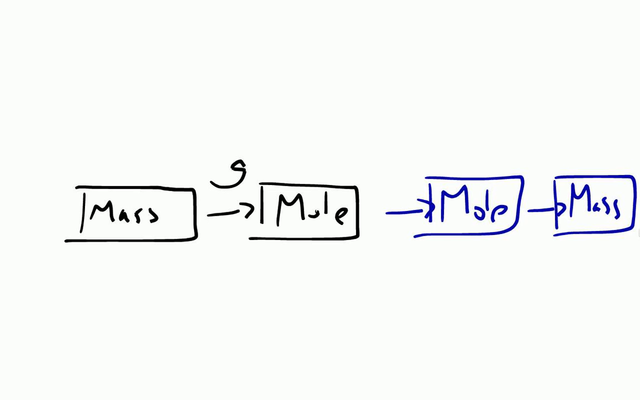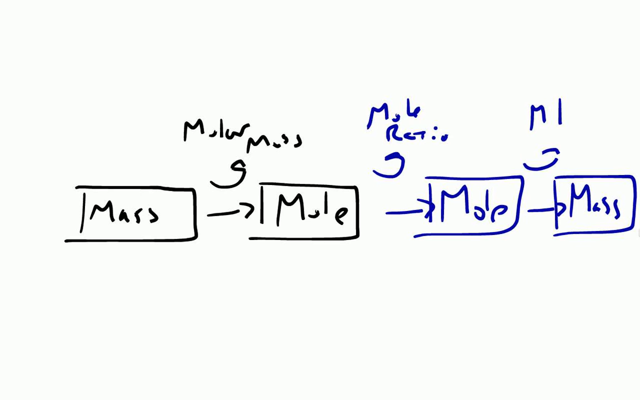In order to convert from mass to moles, you use the molar mass. In order to convert from moles to moles, you use the mole ratio. In order to convert from moles to mass, once again you use a molar mass, but of the new substance. Now this is mass-to-mass stoichiometry.